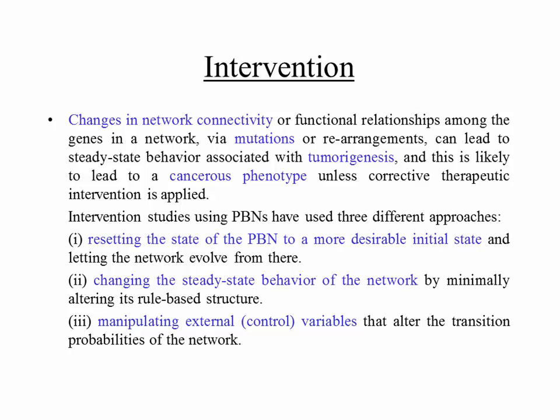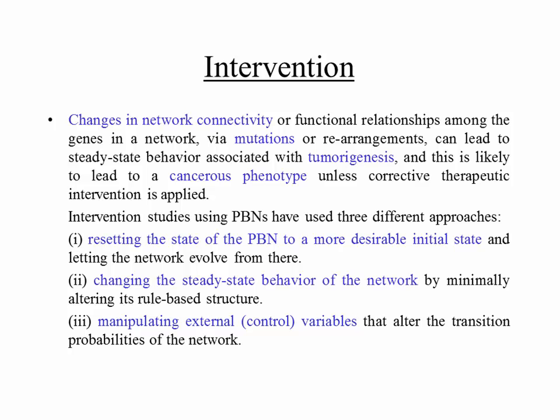So if you have a network that is functioning normally, there could be mutations in that network because of genetic mutations that introduce additional connectivity or something like that. So now the steady state attractors of that network involve continuous signaling to promote a tumor or something like that.